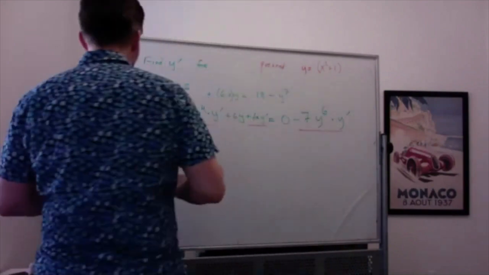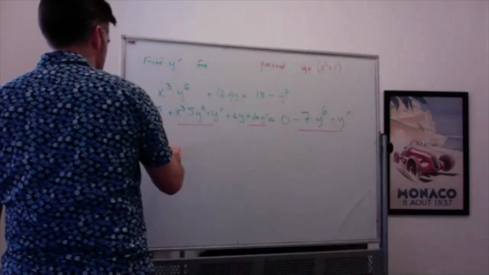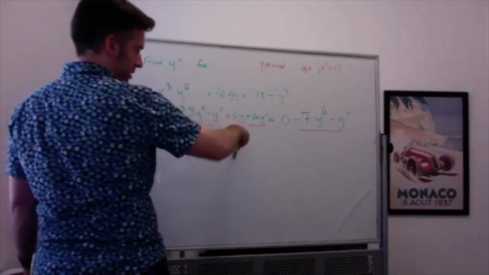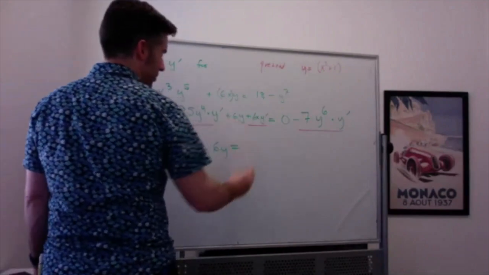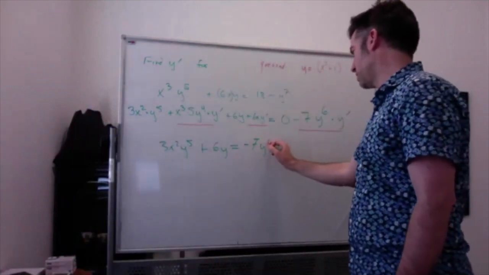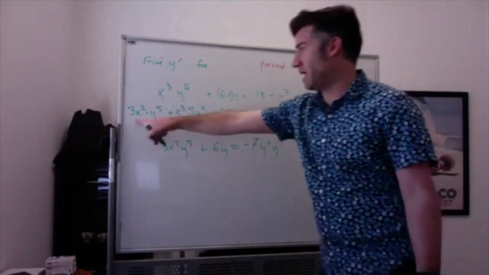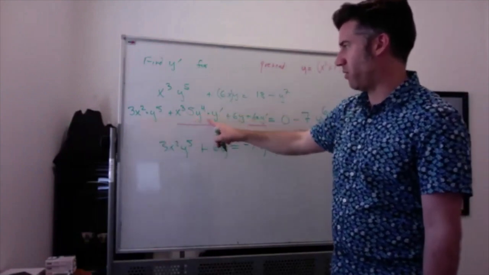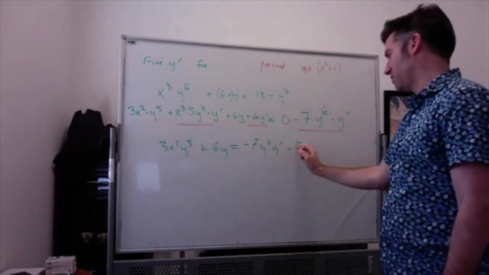So I'm going to have 3x squared y to the fifth, plus 6y, equal to negative 7 y to the sixth times y prime minus 5x cubed y to the fourth y prime. We do like to write the coefficients first.